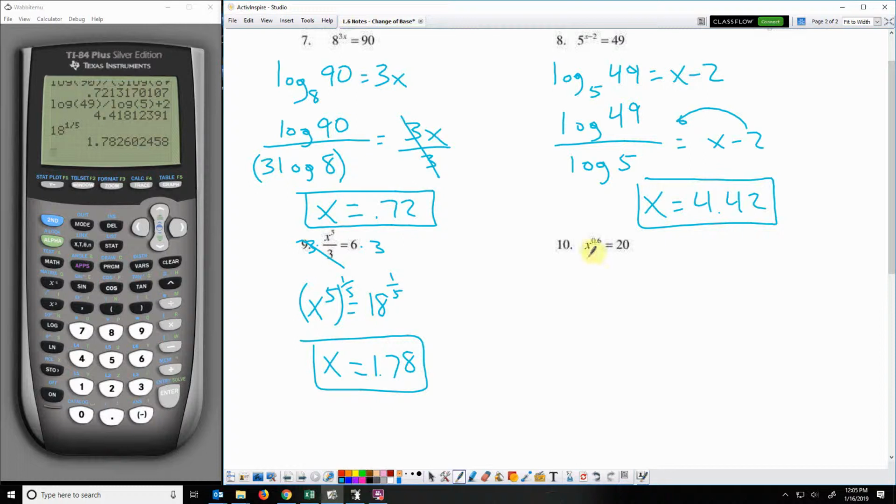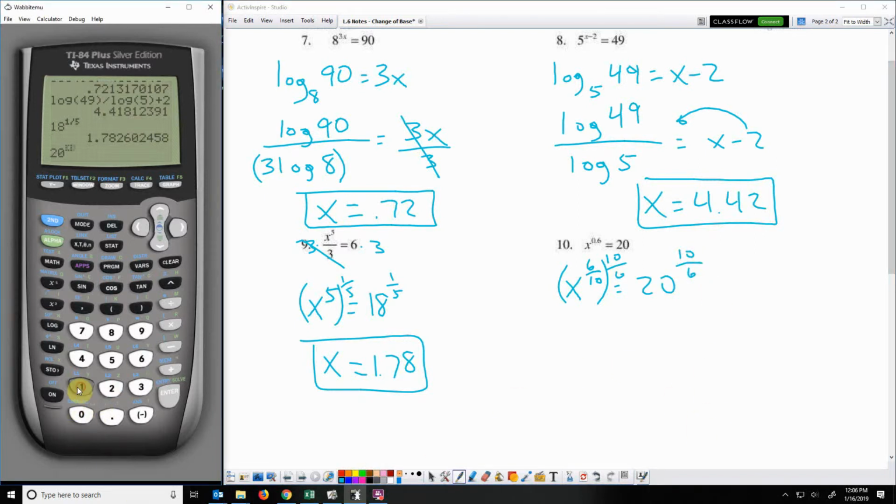Okay, this one I've got x to the 0.6 power. That is the same as x to the 6/10 power, which I can simplify, or I can leave just as it is and raise both sides to the reciprocal, the 10/6 power. 20 raised to the 10/6 power. 147.36.